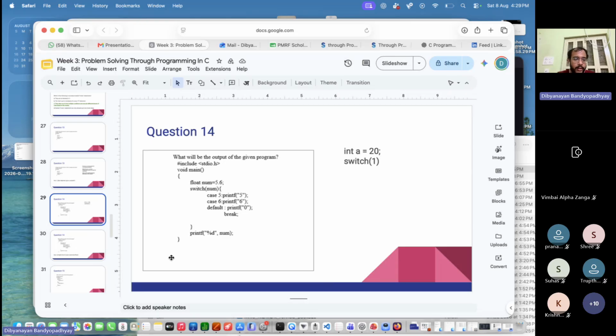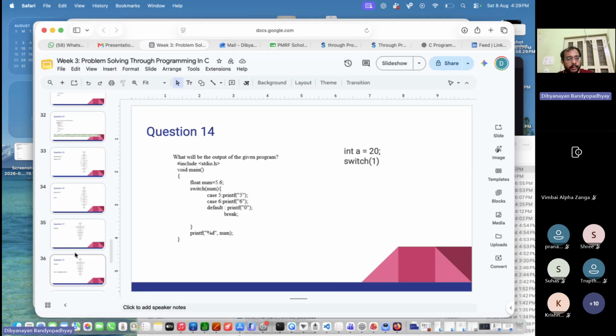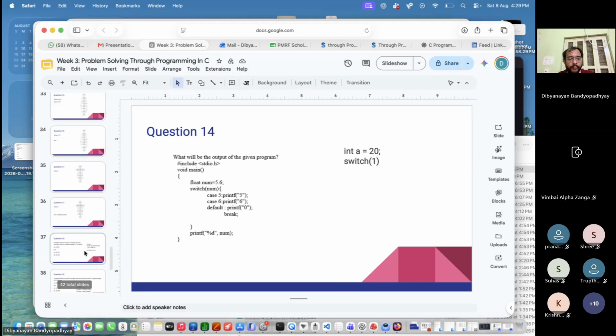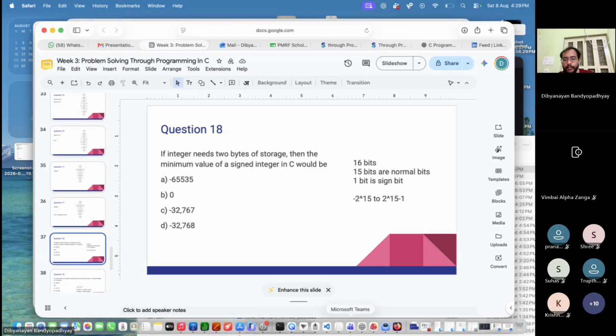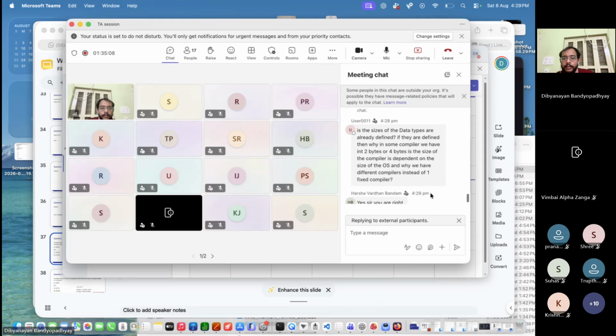If anybody knows, then they can answer. Otherwise, this is my guess only. Okay, I'm right. If the sizes of the data types are already defined, then why in some compilers do we have 2 bytes or 4 bytes? Is the size dependent on the compiler or on the size of the OS?